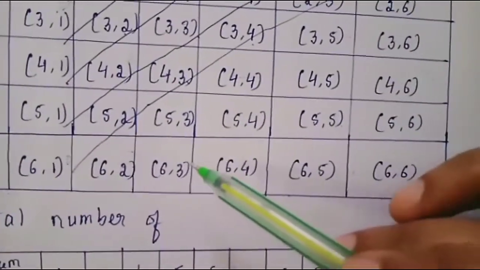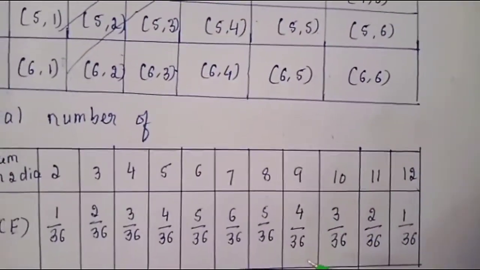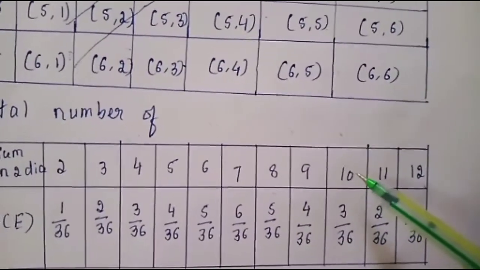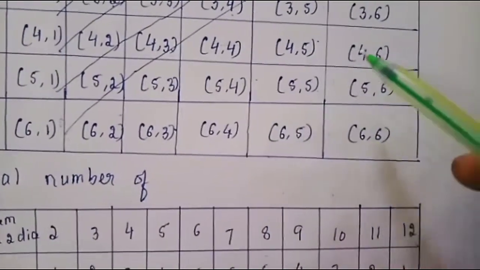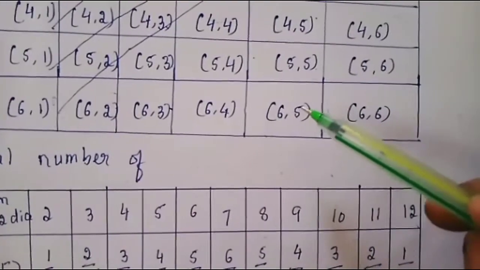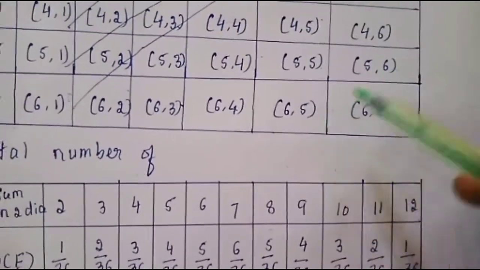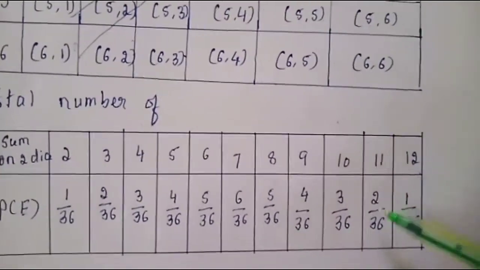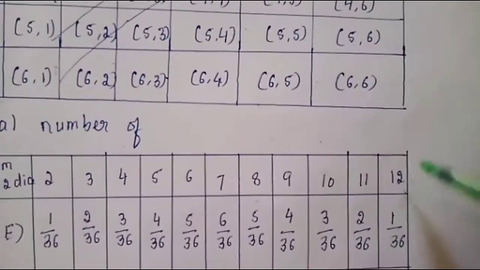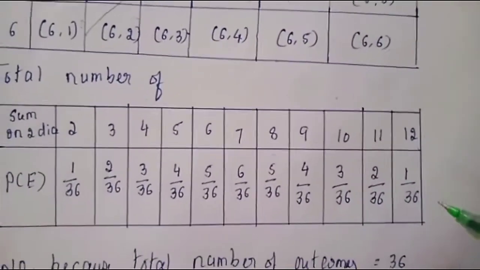Next, 9: 1, 2, 3, 4. That is 4 by 36. Then the sum on 2 dice is 10: 1, 2, 3, so 3 by 36. Next, the sum on 2 dice is 11. You can see here 6 plus 5, 5 plus 6, 11. 2 times, that is 2 by 36. And the sum on 2 dice is 12: 6 plus 6, 12. Only one time, 1 by 36.